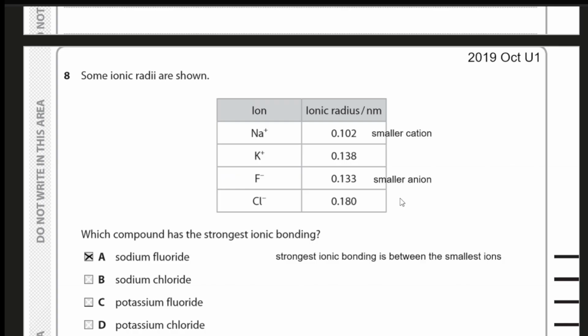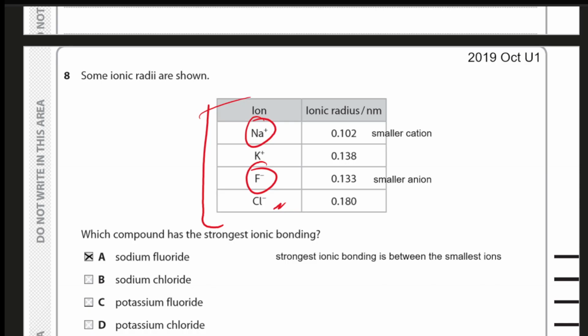Moving on, some ionic radii are shown. You can see the table provided down here: Na plus, K plus, F minus, Cl minus. Among the anions, this is the smaller anion. Among the cations, this is the smaller cation. Which compound has the strongest ionic bond? Remember, the strongest ionic bond is always between the smallest ions. So if you can identify the smallest cation and the smallest anion, then we can say that between those two there is the strongest ionic bond.